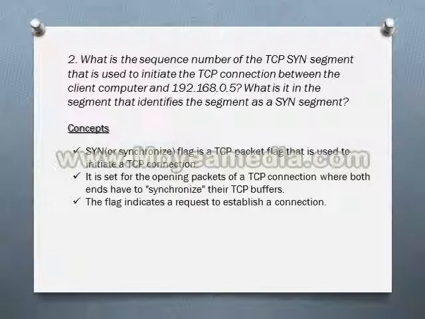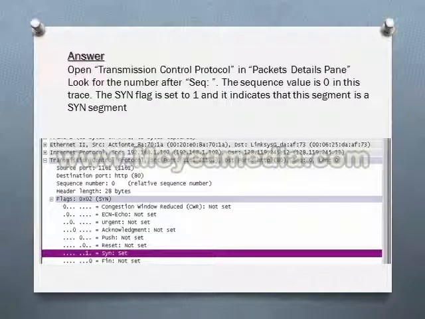The concepts here are as follows. The SYN, or synchronize, flag is a TCP packet flag that is used to initiate a TCP connection. It is set for the opening packets of a TCP connection where both ends have to synchronize their TCP buffers. The flag indicates a request to establish a connection. You'll also notice that the application uses relative sequence numbers, so you'll see a sequence value of either 0 or 1.